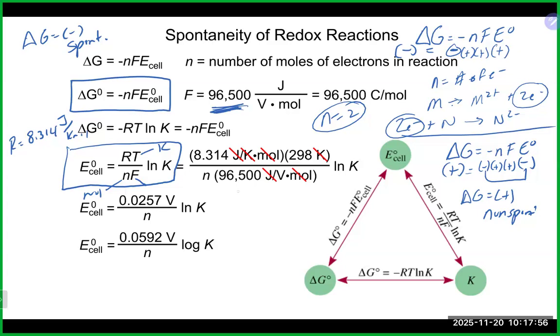So these two versions of the equation are at 25 degrees Celsius, basically. And at that point, a lot of these become constants. So you could calculate E of the cell as 0.0257 volts over N times the natural log of K. Or if you like the traditional base 10 log, you can do 0.0592 volts over N times log of K. If you don't want to worry about these two equations, just put all the numbers into this top one, and then you'll obviously get the same answer, right? So you can just plug and chug into the top one and not have to worry about that.